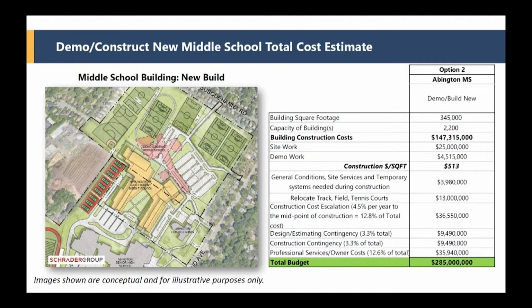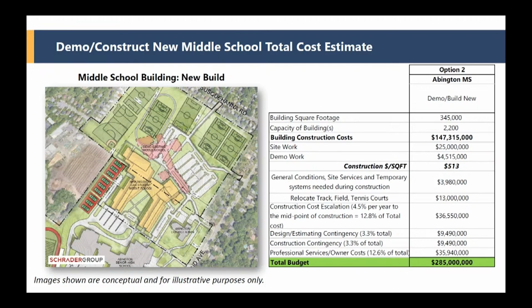In addition, where this is going, there are existing tennis courts right under here, and a track. So we're going to have to relocate that as well. So you add that to the cost. We're also not building it today, so there's a significant amount of construction cost escalation built into this. Now, we have it at 4.5% per year, and the way this is typically done is to the midpoint of construction. So just to give you an idea, that is about 12.8% of the total budget.